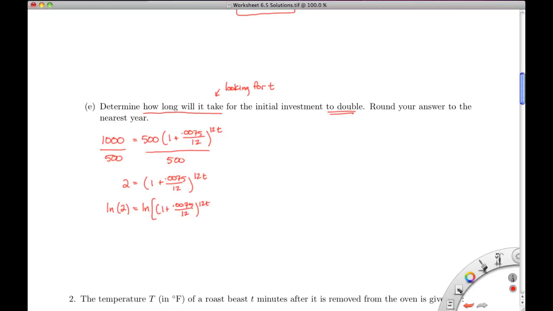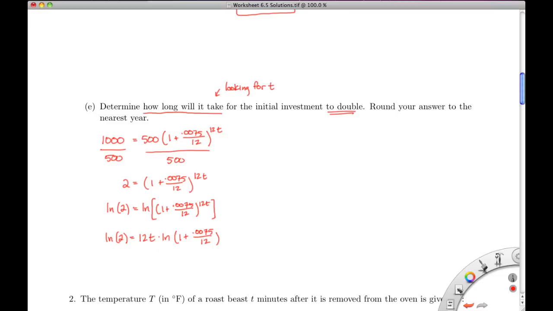Power of 12t. Now, using properties of logs, we can take that exponent and move it down. So we've got the ln of 2 is equal to 12 times t times the ln of 1 plus 0.0075 divided by 12.